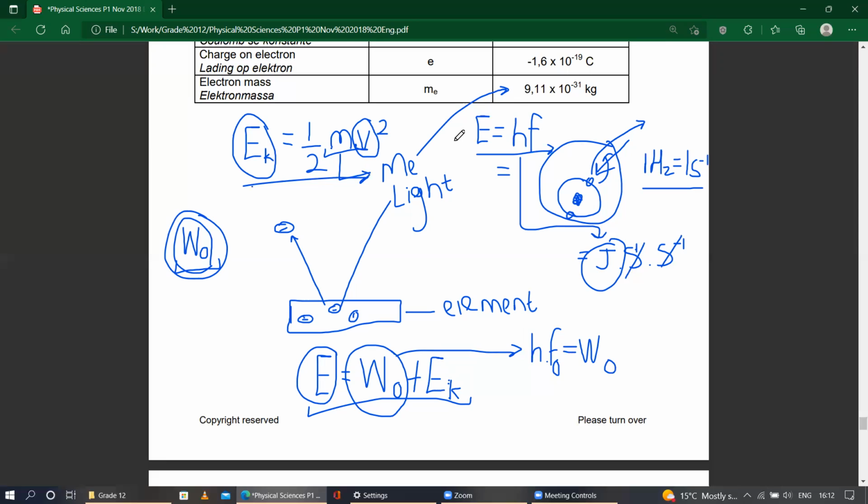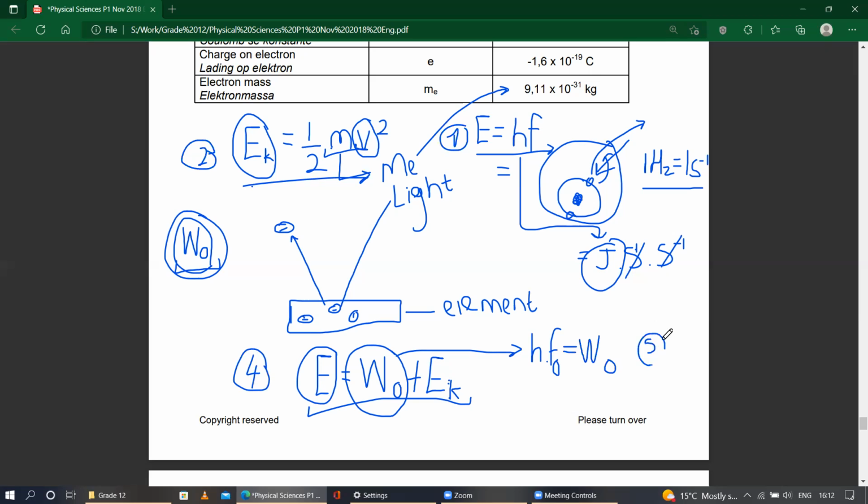This is equation number 1. This is equation number 2. Equation number 4. And this is your fifth equation.